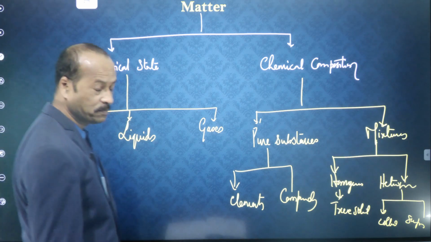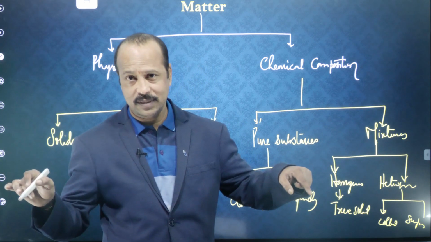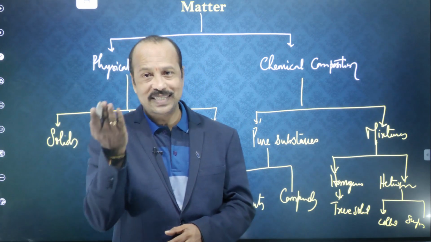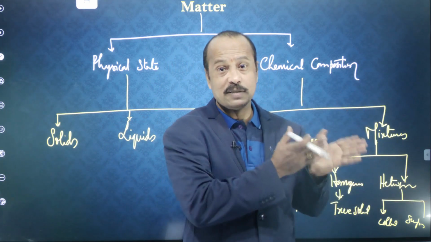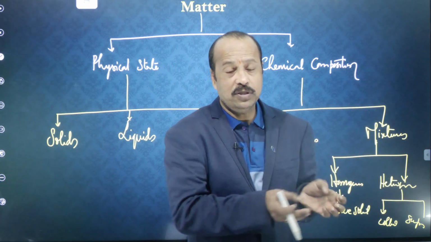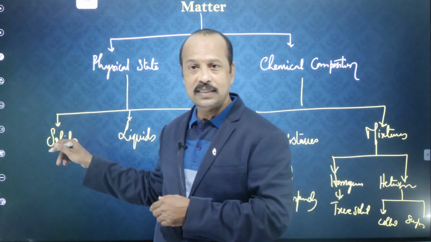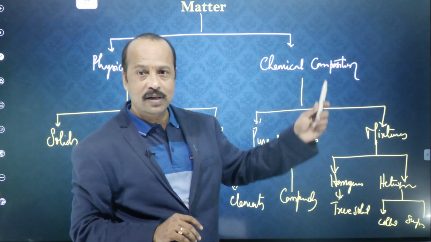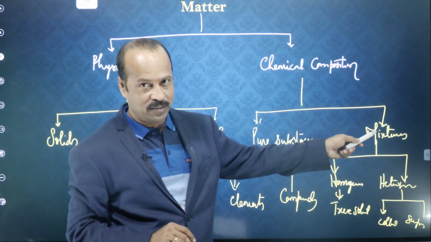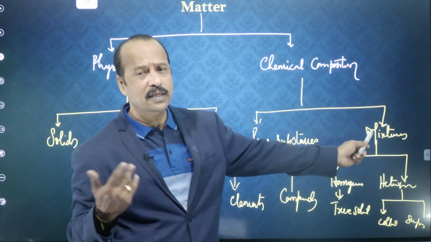No, it's very simple. Matter is classified into two types. One is based on their physical states. Second, based on their chemical composition, which means how it is made up. Based on the physical state, they are classified into solids, liquids, and gases. Based on the chemical composition, they are classified into pure substances and mixtures, meaning impure.